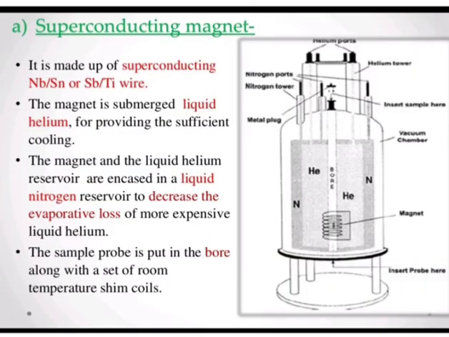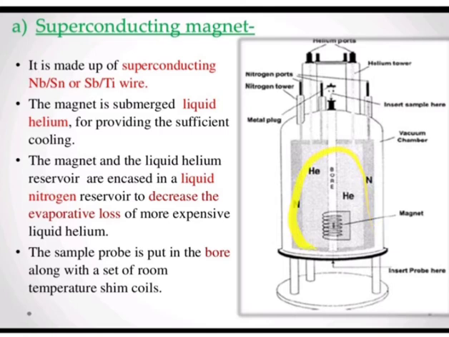Then a superconducting magnet. See, this is our sample tube, and around this there is a coil. This is of a magnet. So it is made up of superconducting Nb3Sn or Nb-Ti wires. The magnet is submerged in liquid helium.